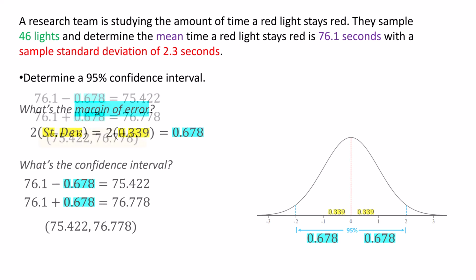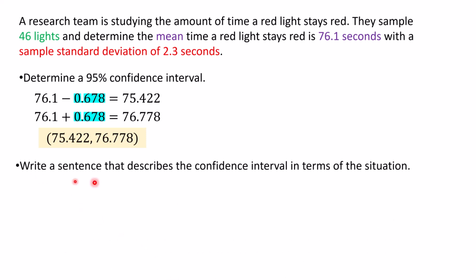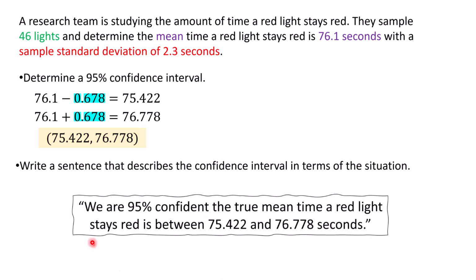Now, if you go back to the beginning of the video, the next question we had to answer was coming up with a sentence that describes this confidence interval. What does it mean in that context? A lot of times we're going to start by saying we are 95% confident the true mean of whatever that population may be. In this case, we're trying to figure out what that true red light time is. So we'll say that we're thinking it's going to stay red between 75.422 and 76.778 seconds. That would be a good sentence that we could use that would represent that confidence interval in that context.